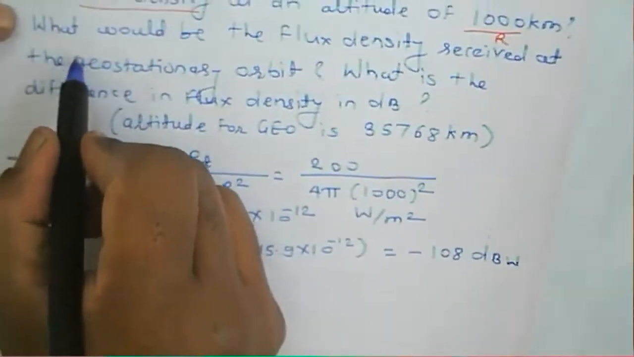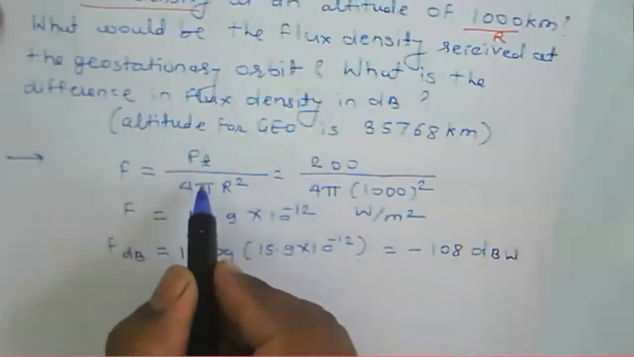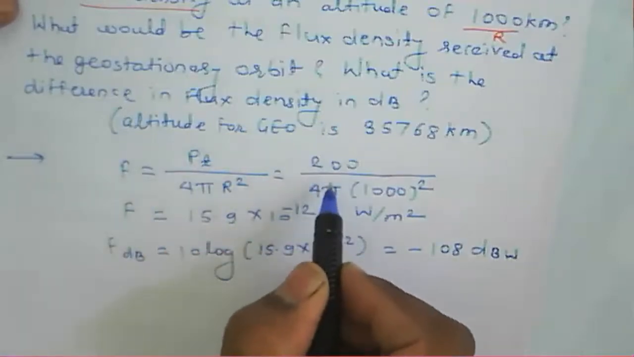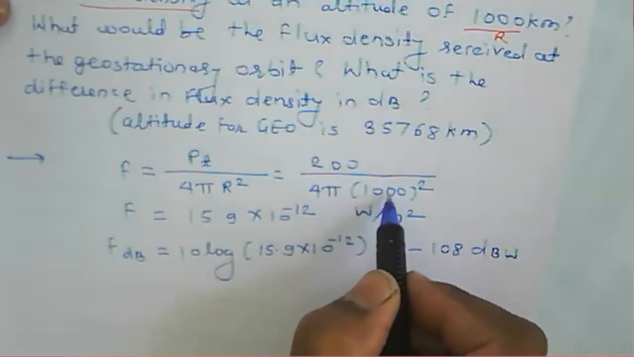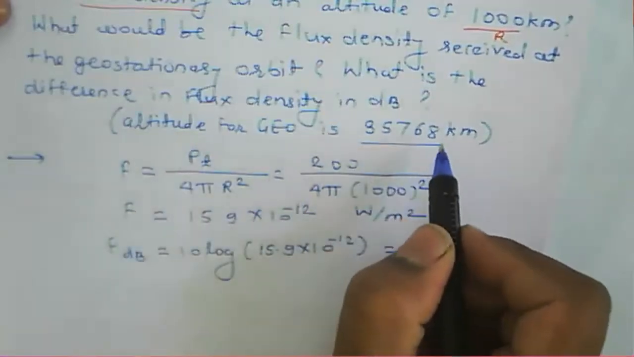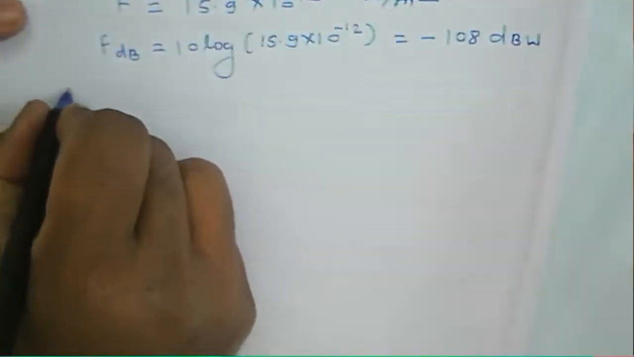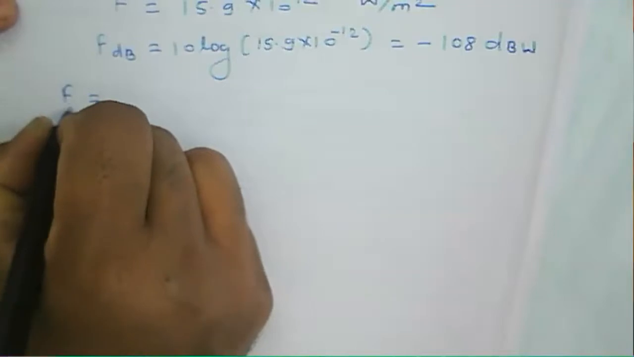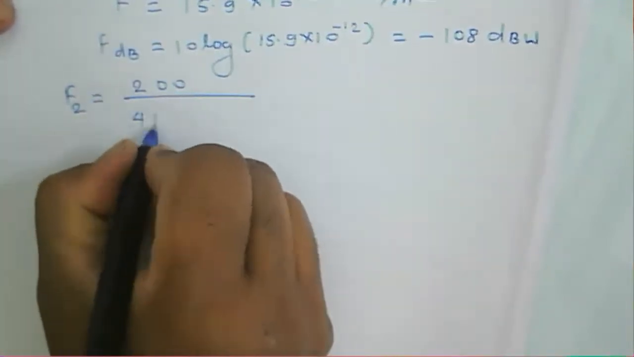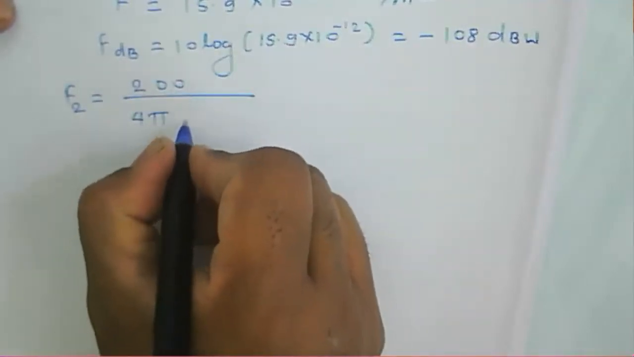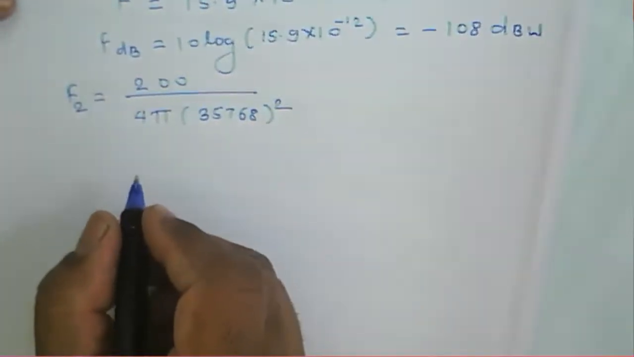Next is the statement: what will be the flux density received at the geostationary orbit? Means the transmitted power is the same. Only the altitude, instead of 1000 kilometer, we consider an altitude of 35768 kilometer. So F, another value we can say F2, will be 200, the transmitted power is the same, divided by 4 pi, and R is 35768 kilometer, squared.